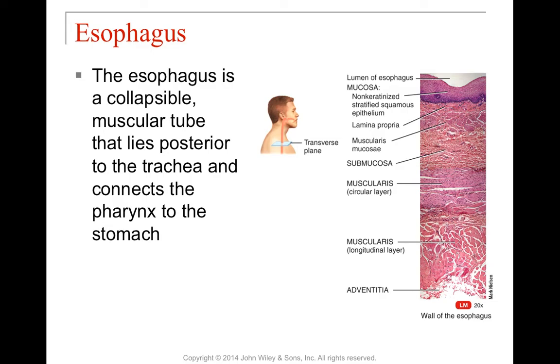Now, just to show you an overview of the layers of tissue that we talked about previously, again, we're going to be working from the lumen on our way outward. Here we have the mucosal layer, which has the epithelial layer, the lamina propria, and the muscularis mucosa. Then we have the submucosal layer, then we have the muscularis layers, and the adventitia.